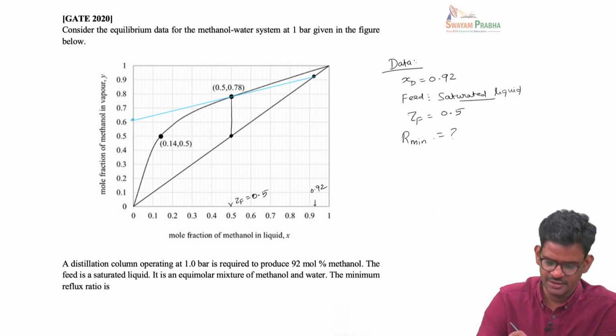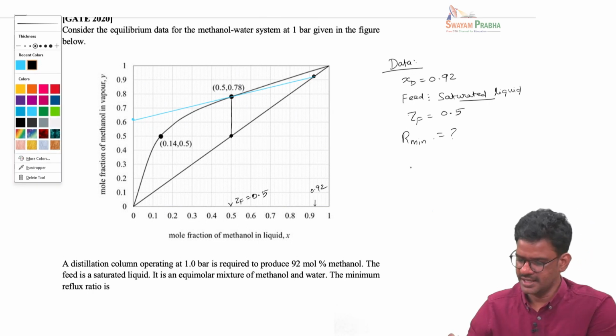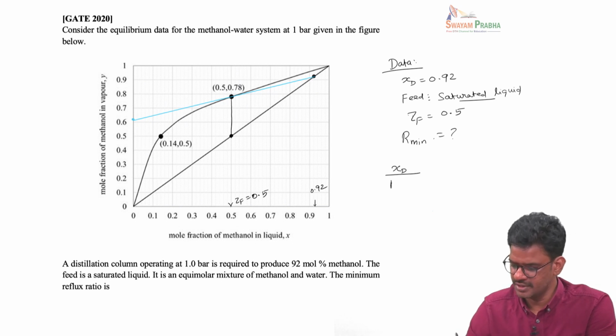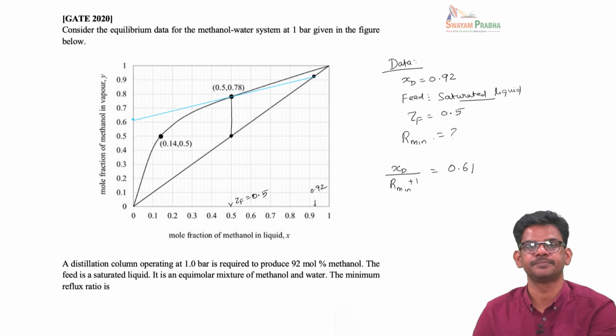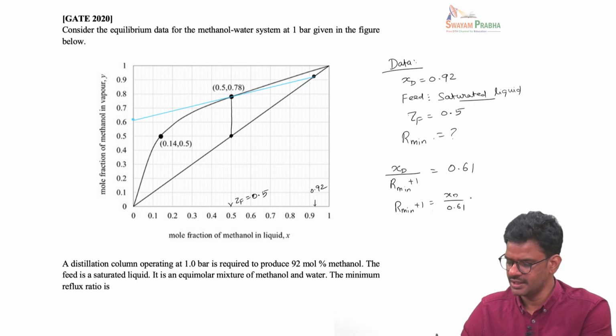So, we are somewhere here, and we know that this intercept that we see here is nothing but XD by R minimum plus 1, and we read this value to be something close to 0.61. So, from here R minimum plus 1 is equal to XD by 0.61, XD is 0.92, and from here if you solve for R minimum, you get something close to 0.508.